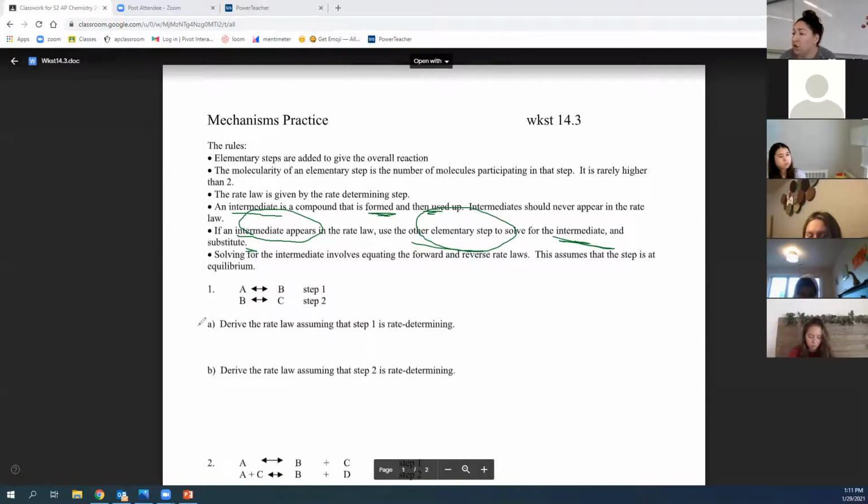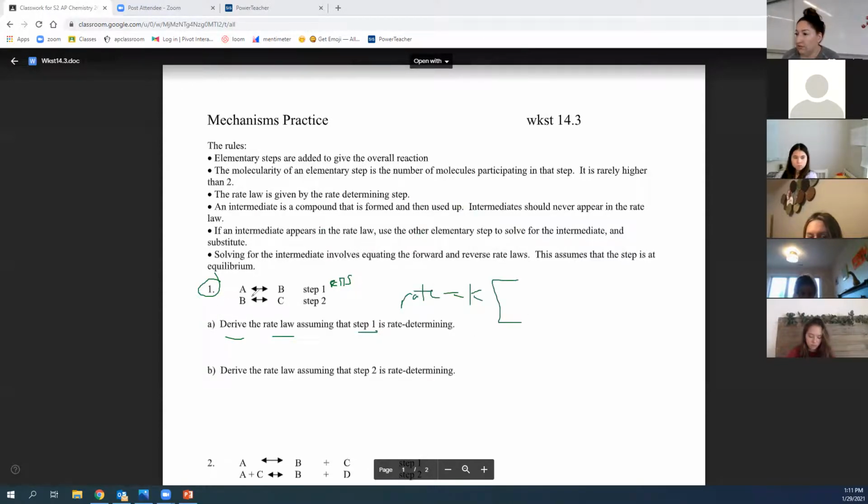All right, if we look at number 1, it's saying derive the rate law. So that's what we just did. We derived the rate law, if step 1 is your rate determining step. So you'd write it here: rate equals k times A, just the reactant. Is A an intermediate? Nope. So that's it, good to go.